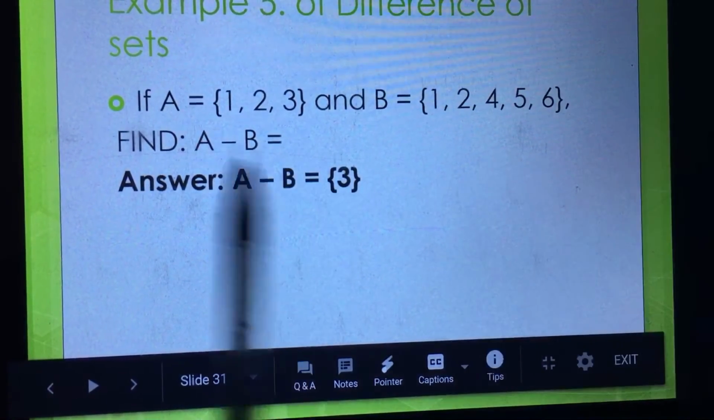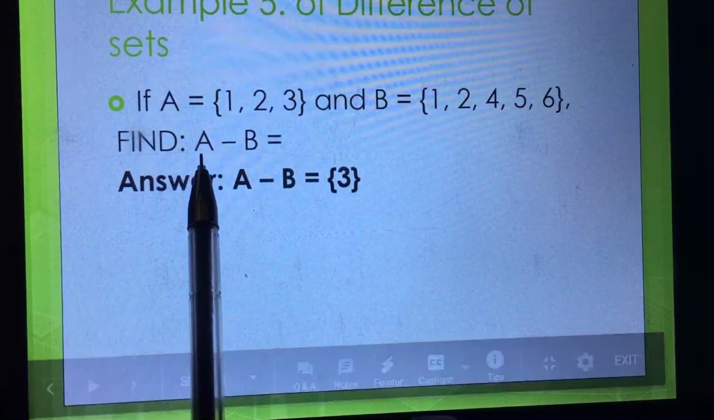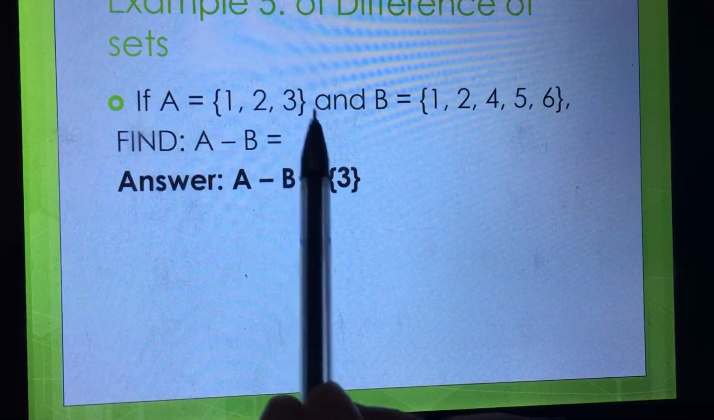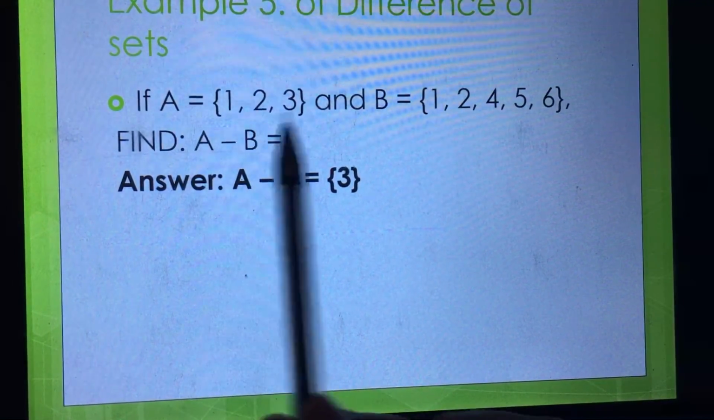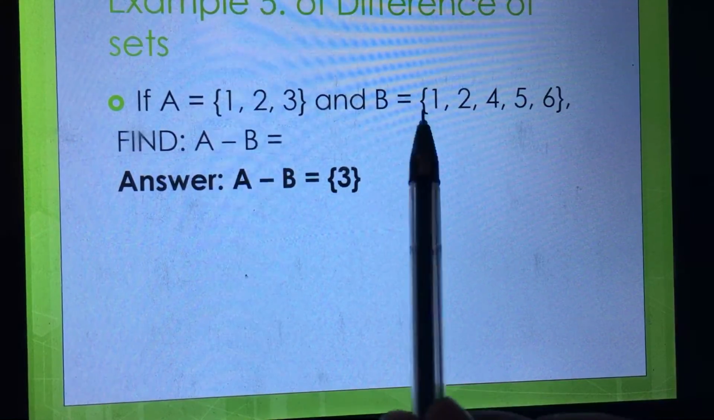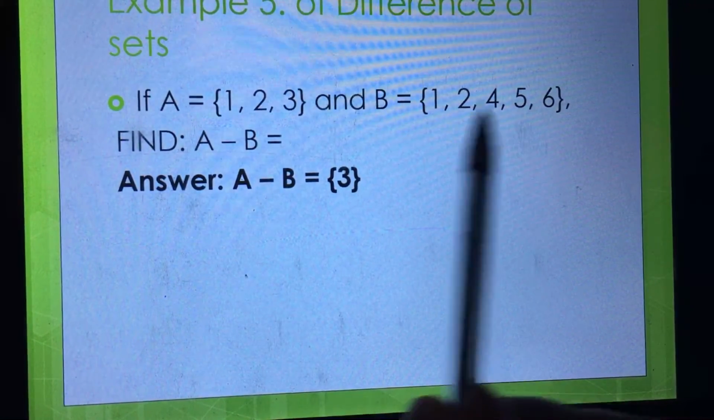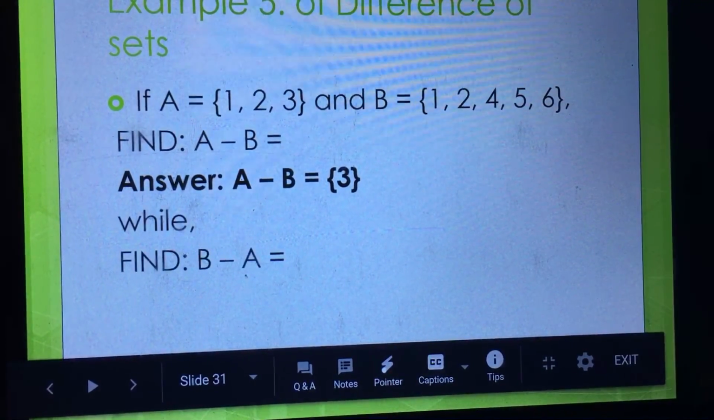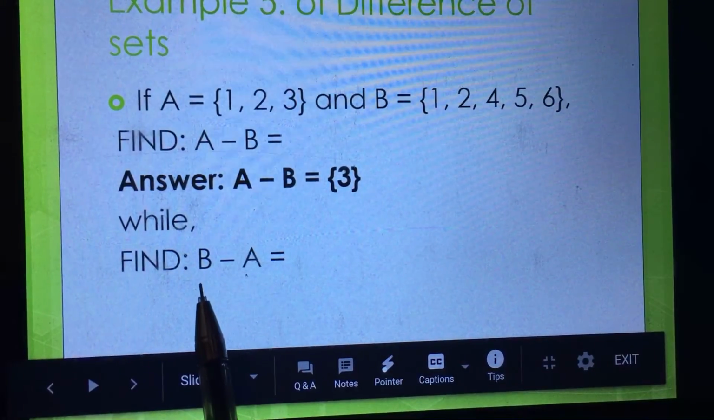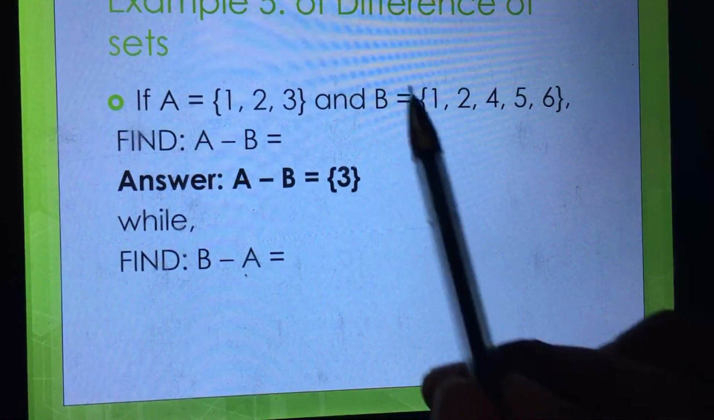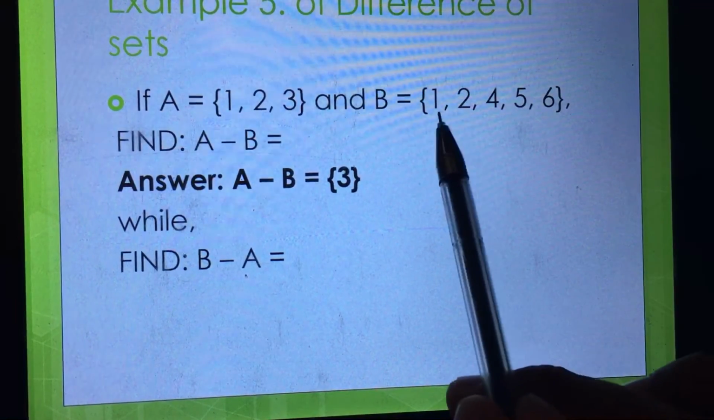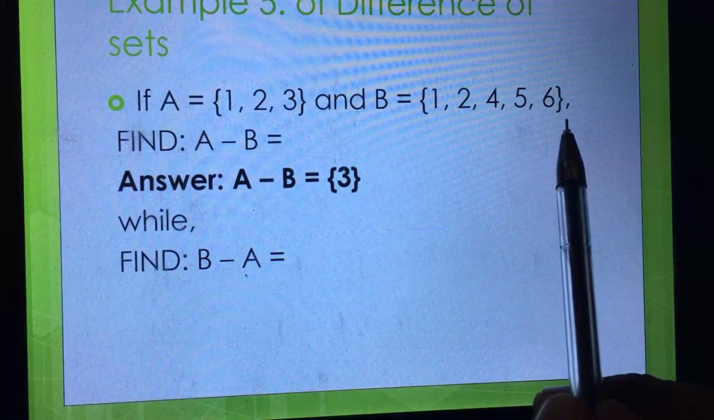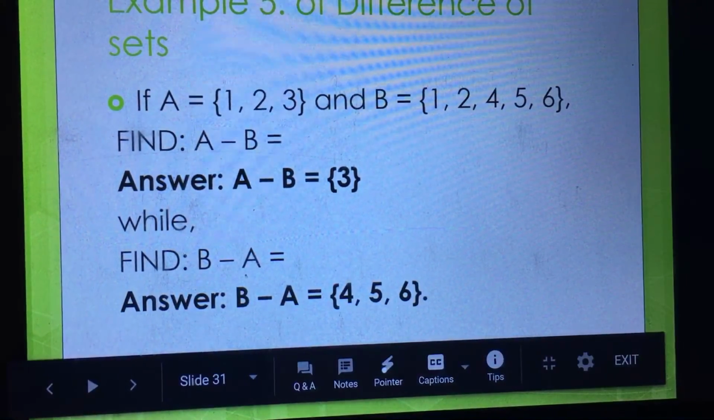Got it? Again. What comes first? It's A minus B. So, A comes first. So, focus your eyes on set A. Now, cancel all the elements that can be found in B. So, we have 1 cancelled, 2 cancelled, no 3, no 4, no 5, no 6. So, what remained is 3. That is now the answer. What about, on the other hand, B minus A? What comes first? It's B. So, let's focus ourselves in letter B. 1, 2, 3, 4, 5, 6. We have 1 cancelled, we have 2 cancelled. So, what remained is 4, 5, and 6. So, the answer there is 4, 5, and 6.